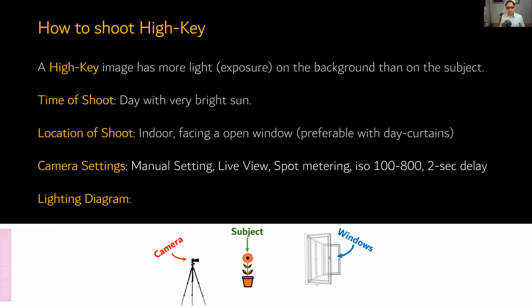The camera, of course, is on manual settings. I'll be shooting live view. Most cameras, even Canon, Nikon, Sony, Olympus, Fuji, they all have live view. So you can actually go onto your live view. I'll be using spot metering. My ISO, I'm working within the 100 to 800 range with 2 seconds. As you can see below, there's the camera, the subject, and then the window itself.